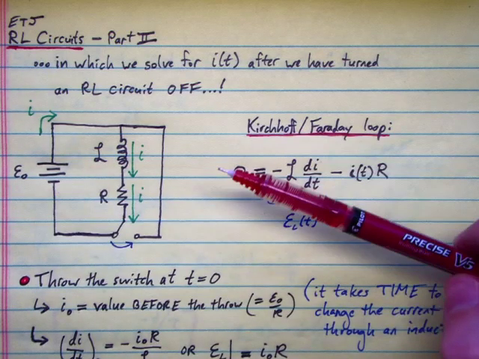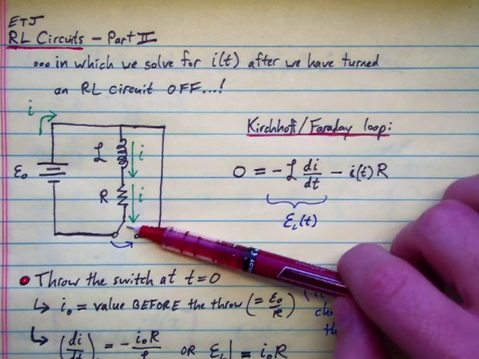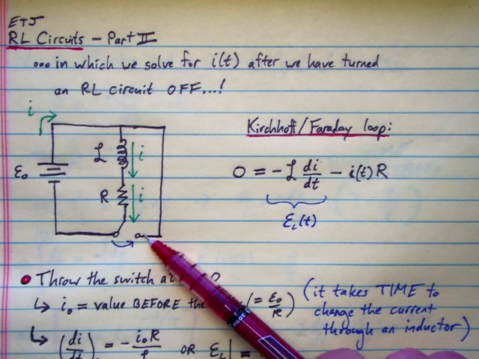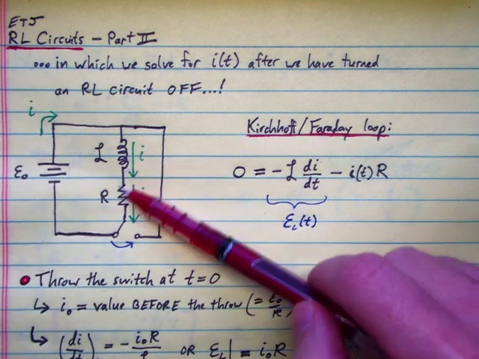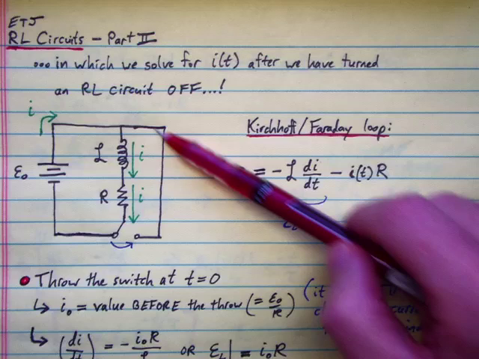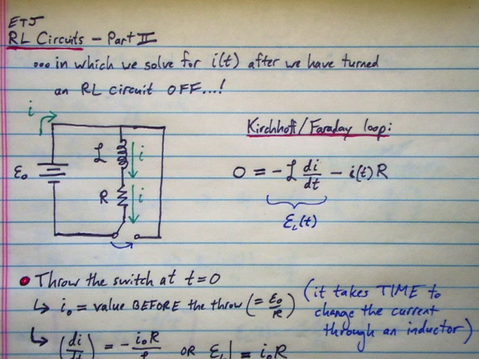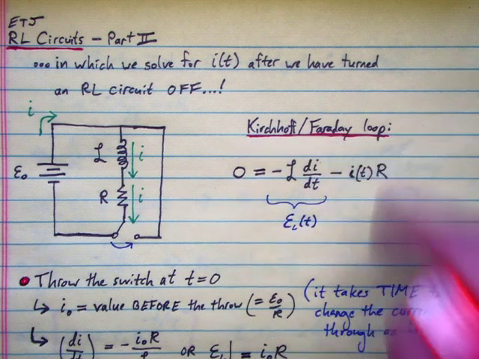That ought to turn the circuit off. The current should disappear. But what we're going to see now is that it takes some time for that current to disappear. Throwing that switch over here, our current is then going to run around this loop for a little bit. So we're going to throw that switch there at time 0. And let's write our Kirchhoff-Faraday loop equation here.